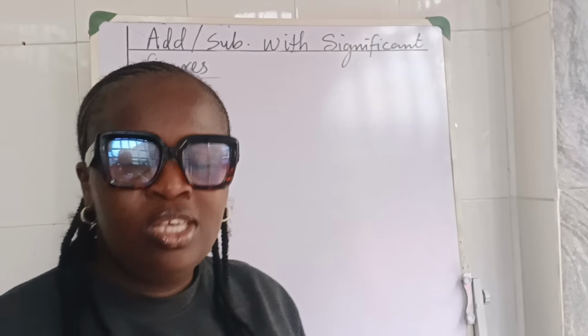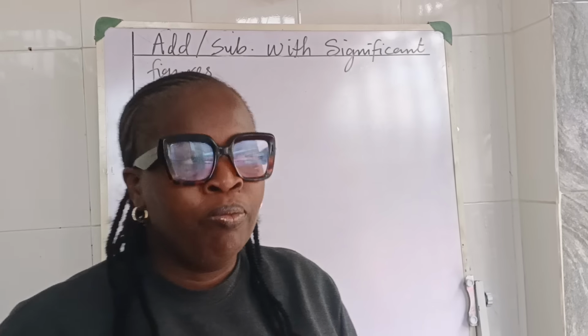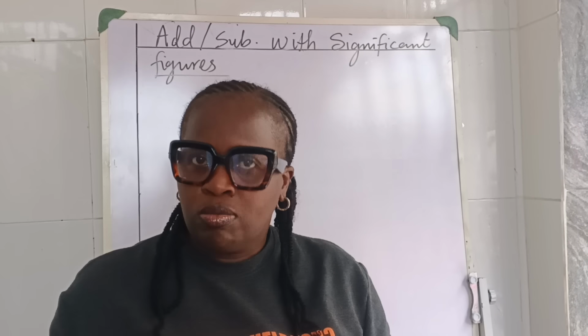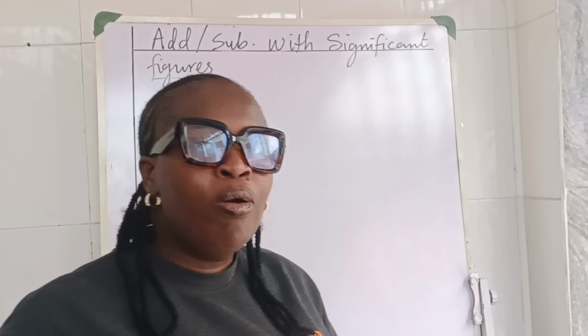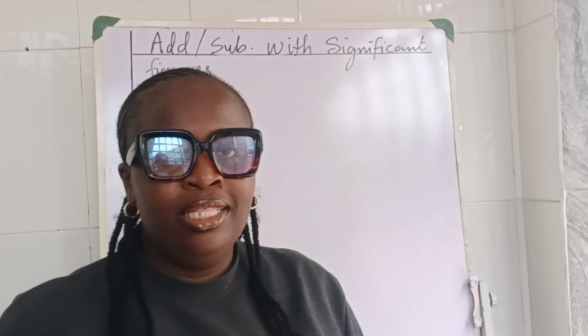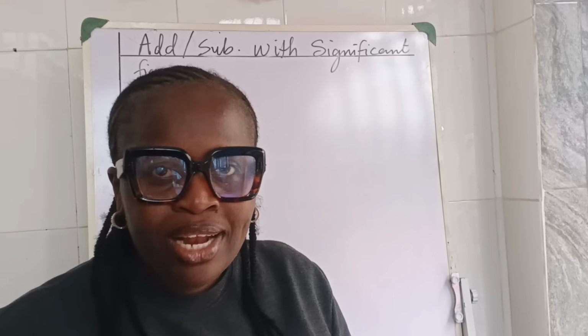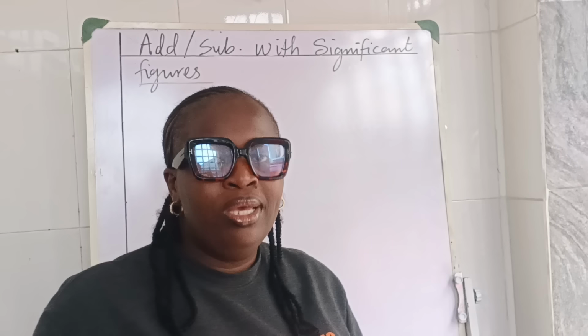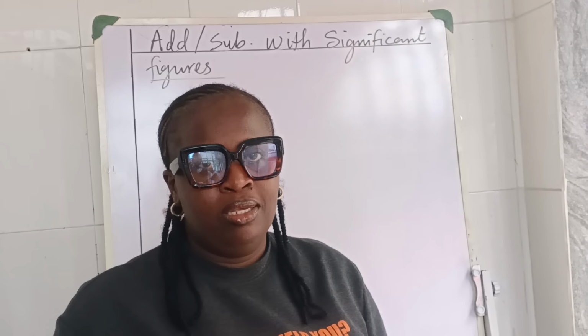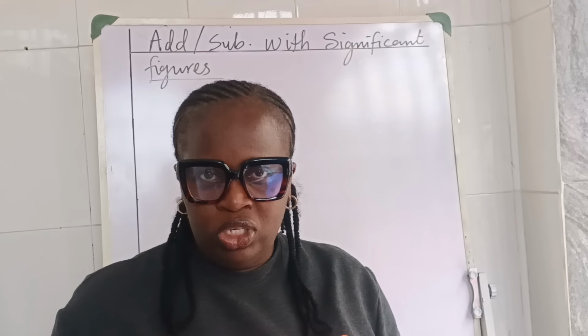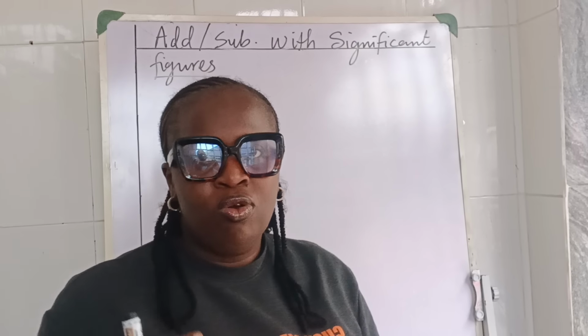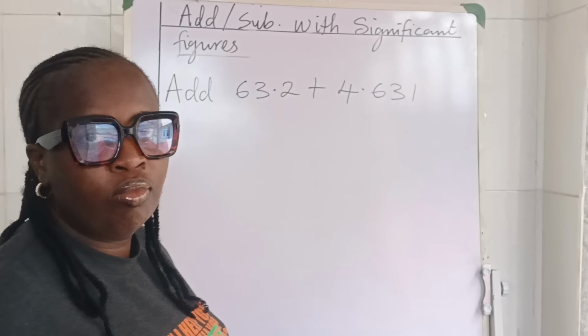Now, one of the things you should bear in mind while doing addition and subtraction is that the number that has the least decimal places tells you that your final answer is going to be with the least decimal place. Let's look at some of the questions for you to be able to understand what I'm talking about.